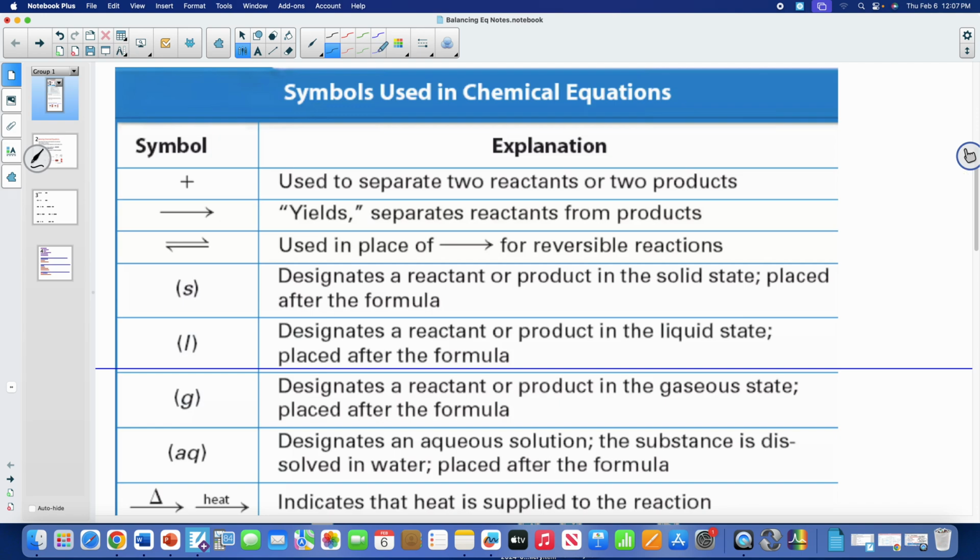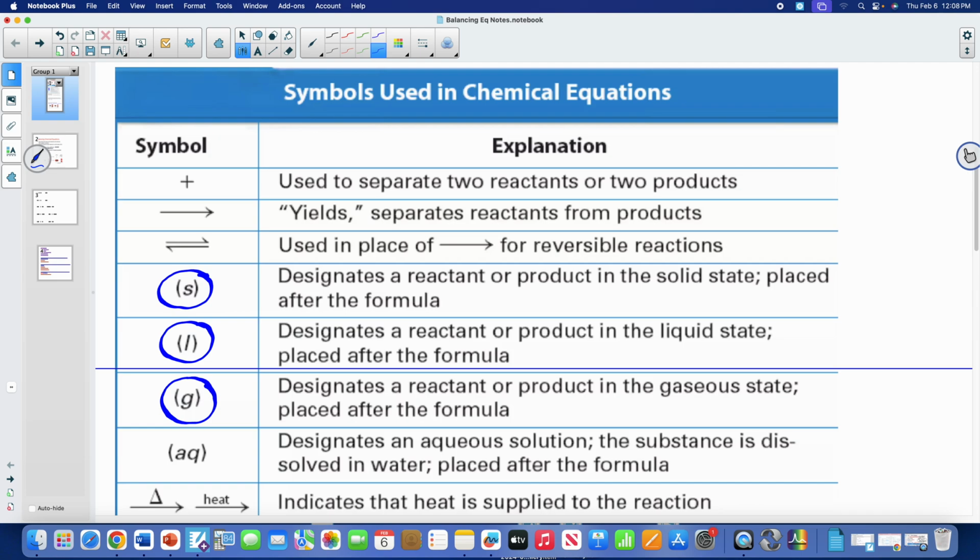So I'm sure you have seen these symbols before, right? S, L, and G. So the S, L, and G would be in parentheses, and it would kind of be placed right after the formula. That would indicate whether that substance was in the solid, liquid, or gaseous form. So that's just telling you what state of matter each of your reactants and products are in.